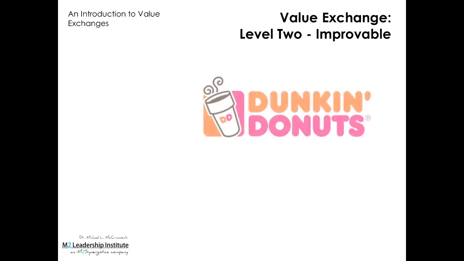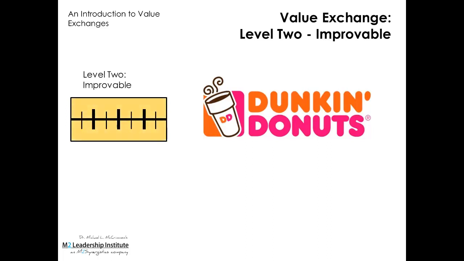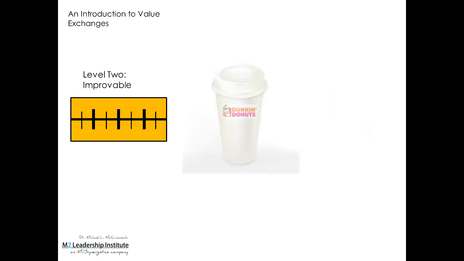Dunkin' Donuts is an example of the next value exchange, level 2, or improvable. Improvable is just what it infers, the improvement of a service that a customer can do for themselves. At Dunkin' Donuts, they offer that same black cup of coffee, but they make it better or improve the service to the customer because they're willing, for a small additional fee, to put the cream, sugar, and additives in, etc.